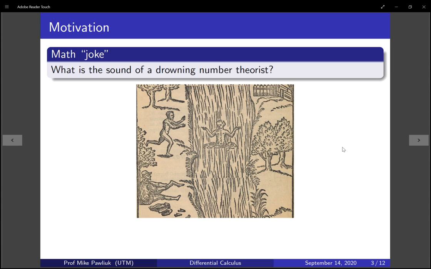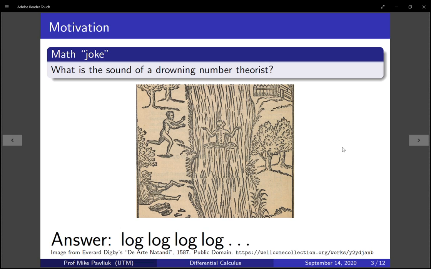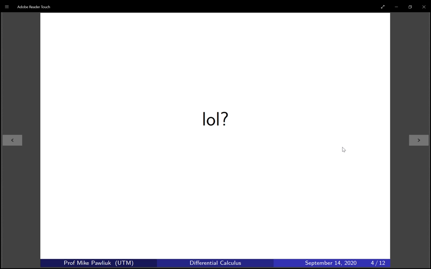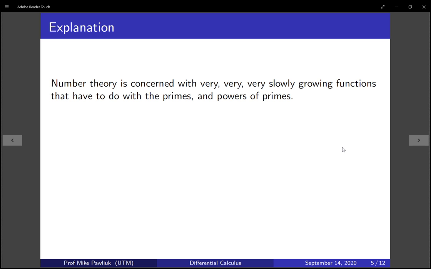Let's start with a math joke. What is the sound of a drowning number theorist? This is a common math joke that people say. The answer is log. So it's funny, right? Well, it's probably not funny to you because you don't understand what it means. So let's explain that first.